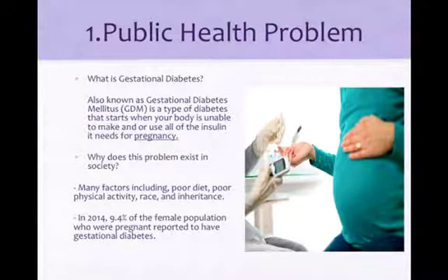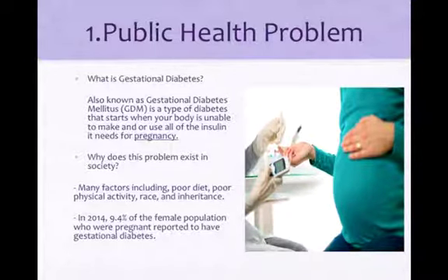First, I'll be talking about the public health problem, which in this case is gestational diabetes. What is gestational diabetes? The actual scientific term for this public health problem is gestational diabetes mellitus, or GDM. It is a type of diabetes that starts when your body is unable to make and or use all of the insulin it needs for pregnancy.